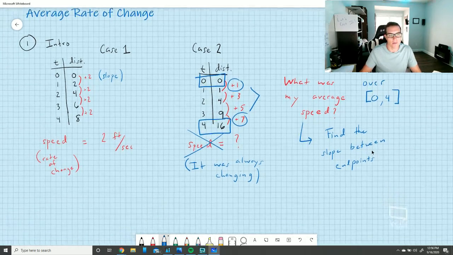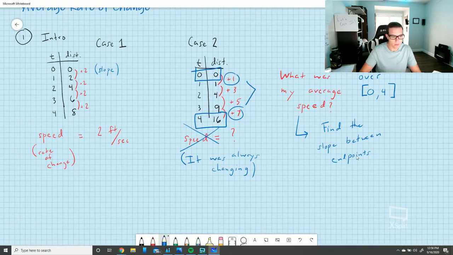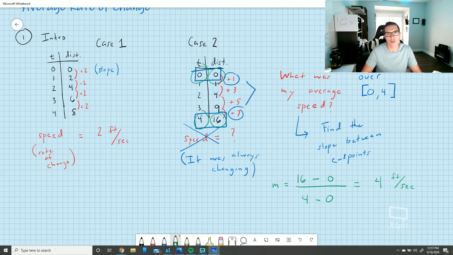and you just find the slope between them. You just find the slope. And the slope would be y2 minus y1 over x2, not an x, x2, which is 4, minus x1, which is 0. 16 divided by 4 is 4 feet per second. I traveled on average 4 feet per second.